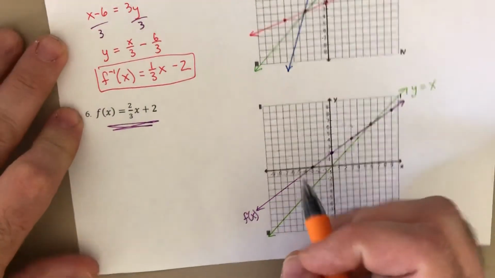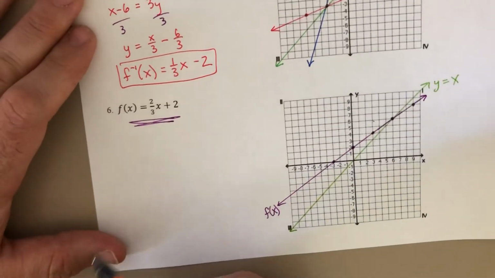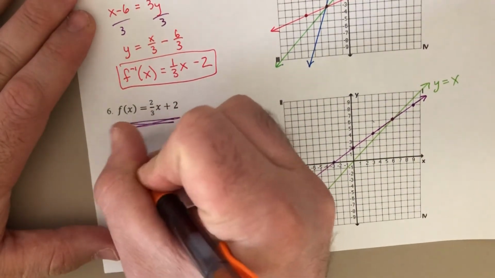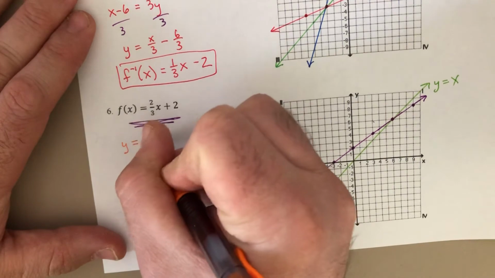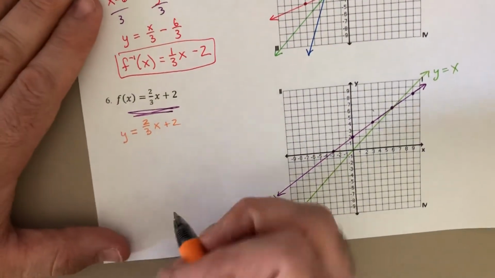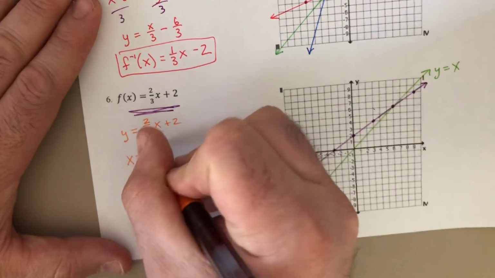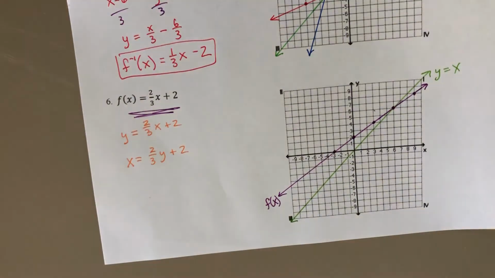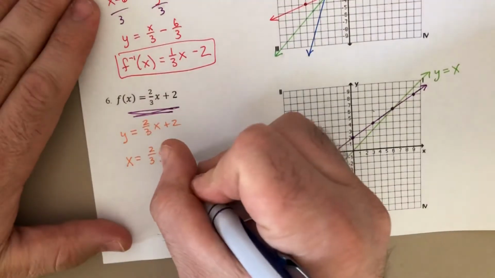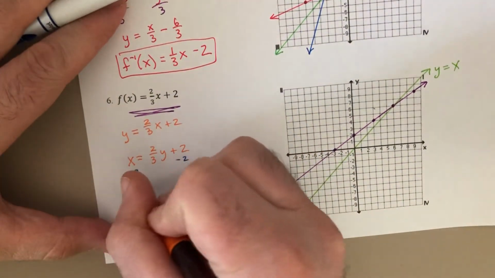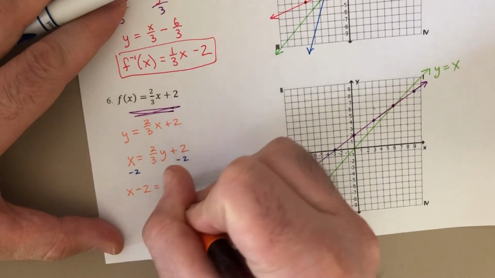And let's get the inverse here. And again, we'll do exactly what we did with those previous 4 examples now. We're going to replace f of x with y: y equals 2/3 x plus 2. And then swap x and y's positions. X equals 2/3 y plus 2. Now solve for y. So let's go ahead and subtract 2 from both sides to get x minus 2 equals 2/3 y.